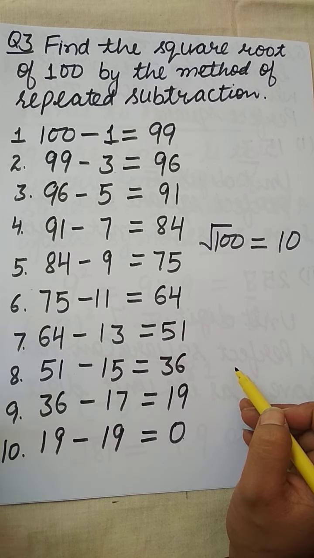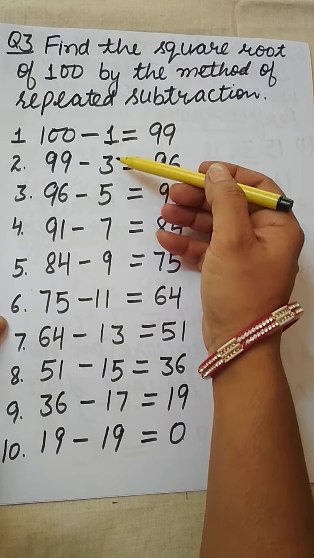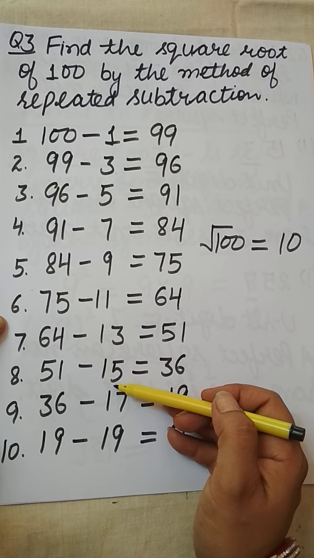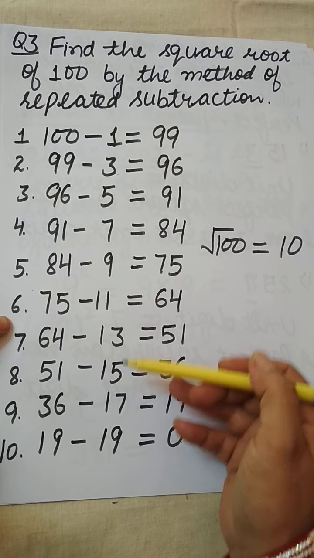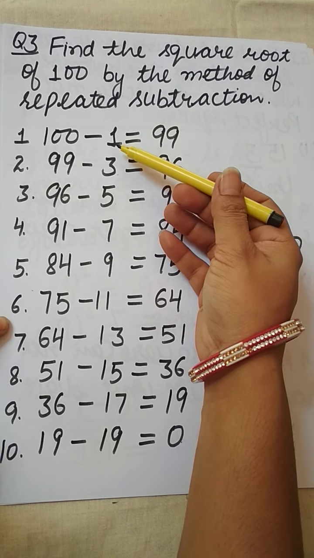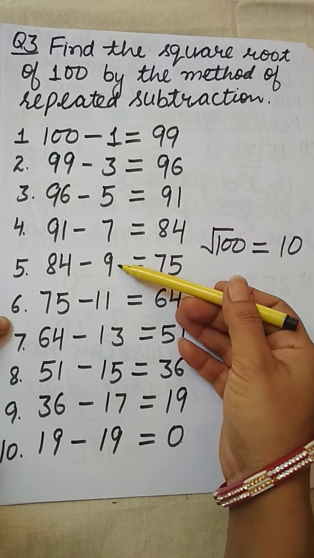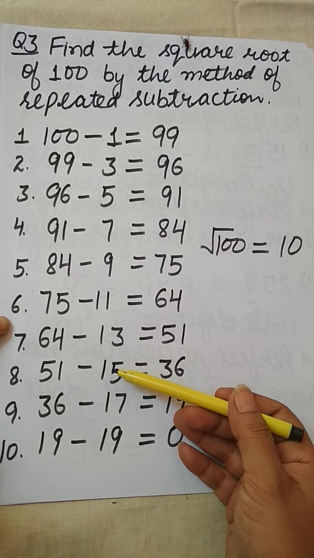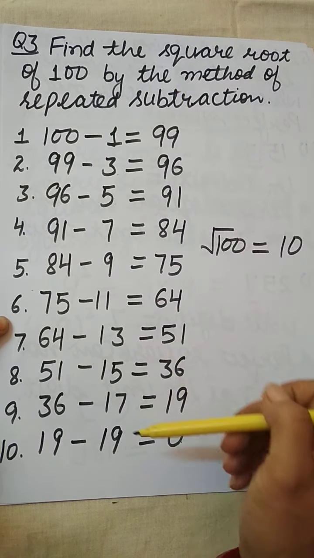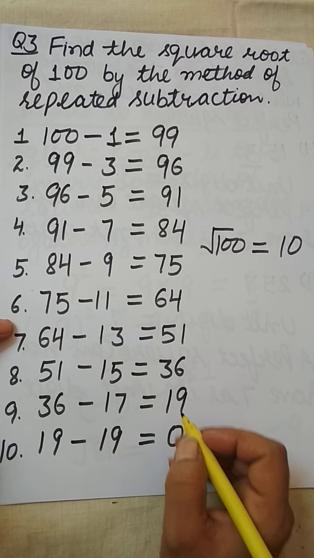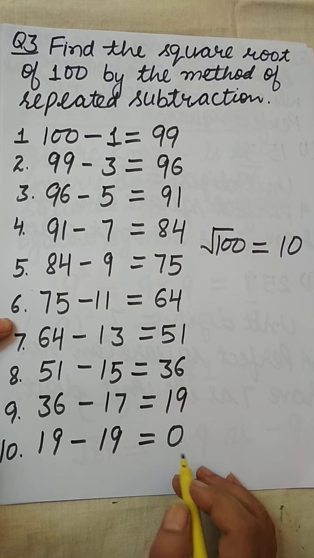And students, make sure we are not to skip any number between these odd numbers, as we have to take the sequence. After 1, the next odd natural numbers are 3, 5, 7, 9, 11, 13, 15, 17, 19, and so on, until we get the answer as 0.